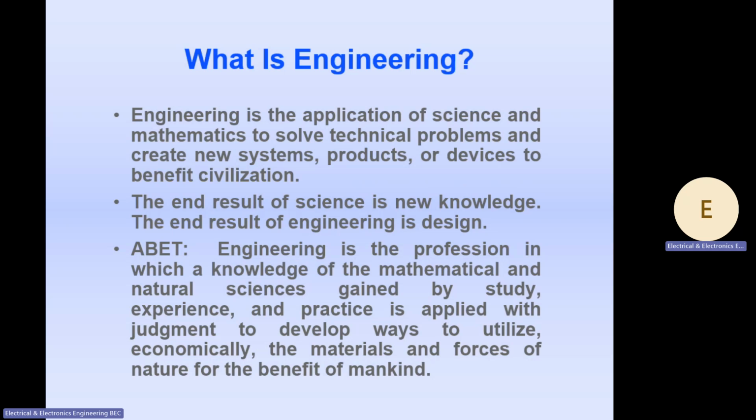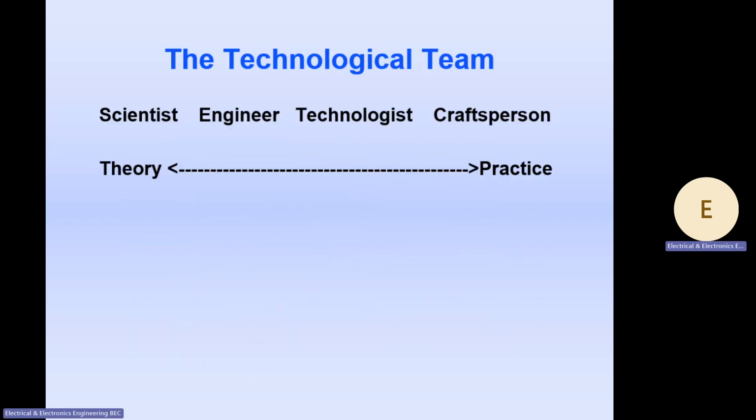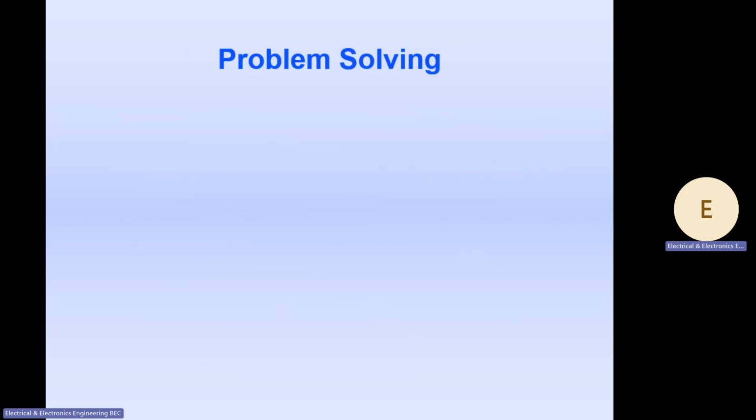So whatever research you do from now on, because AI is there, whatever devices you are using or creating, that work must help society. That's what every researcher will do. According to Abbott, it is a profession in which a knowledge of mathematical and natural sciences, gained by study and experience, is used to develop ways for the benefit of mankind. A technological team, scientist, engineer, technologist, and craft person, should be in between theory and practice. That research must be converted from theory to practice.